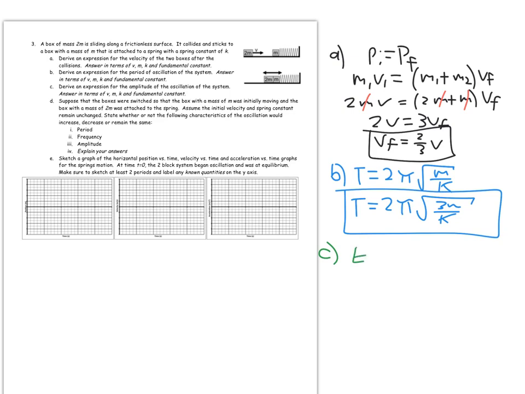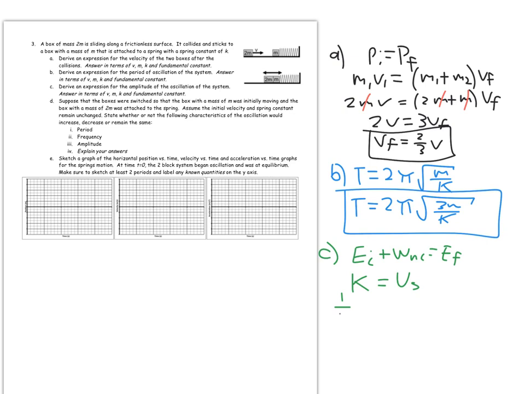For part C here, we want to figure out the amplitude of oscillation of the system, and to do that, I'm going to think about conservation of energy. I know that once my system begins oscillating, I start with all kinetic energy, and that kinetic energy gets transferred into spring potential energy, and I can solve for x, the distance the spring is stretched or compressed. When it's at its maximum compression, when it's all spring potential energy, that will be my amplitude, that distance stretched or compressed.